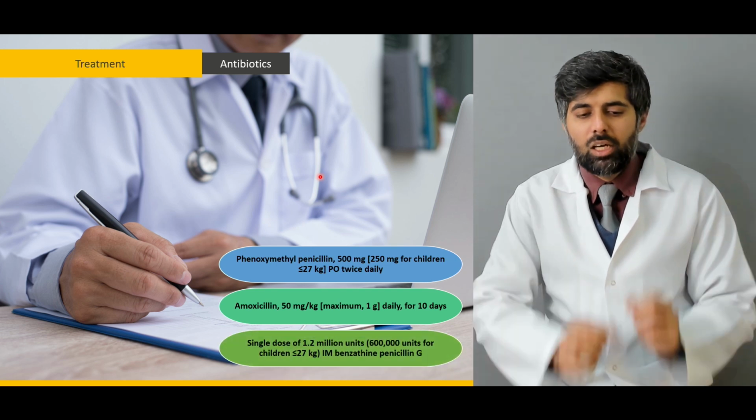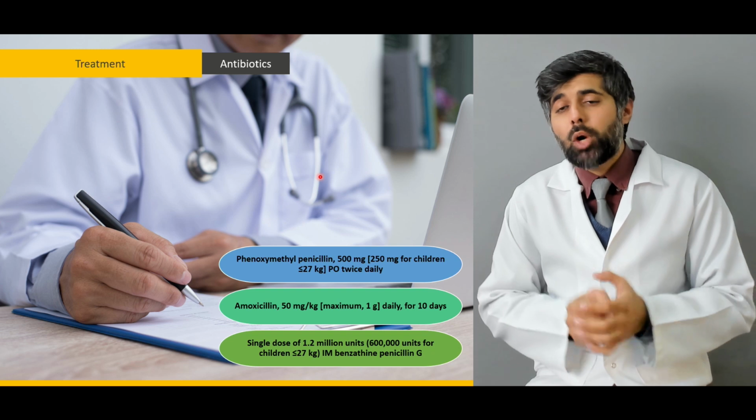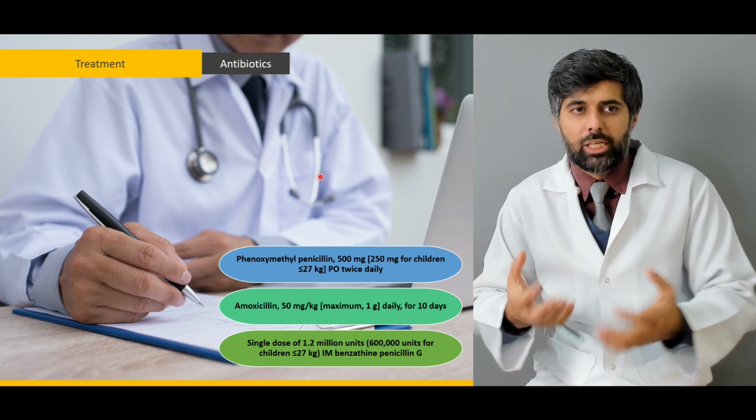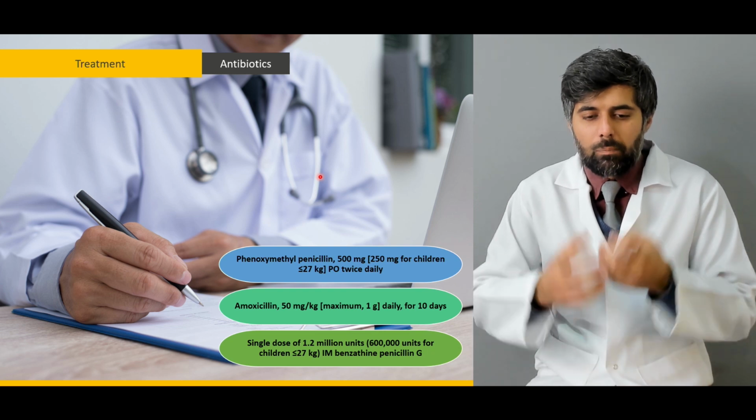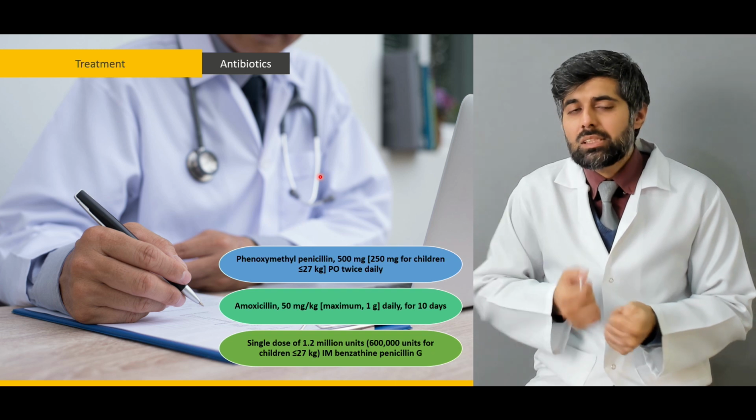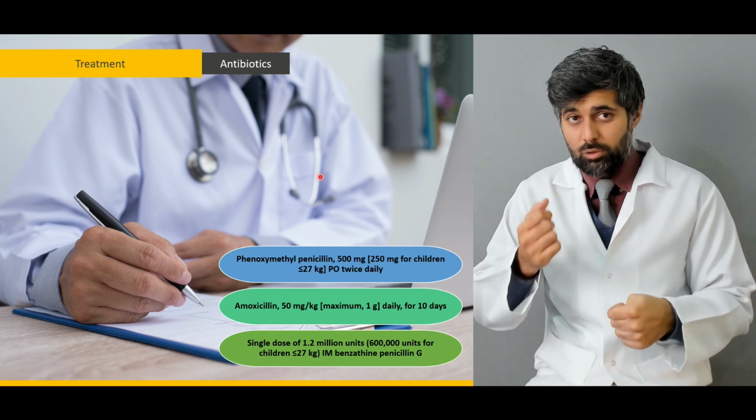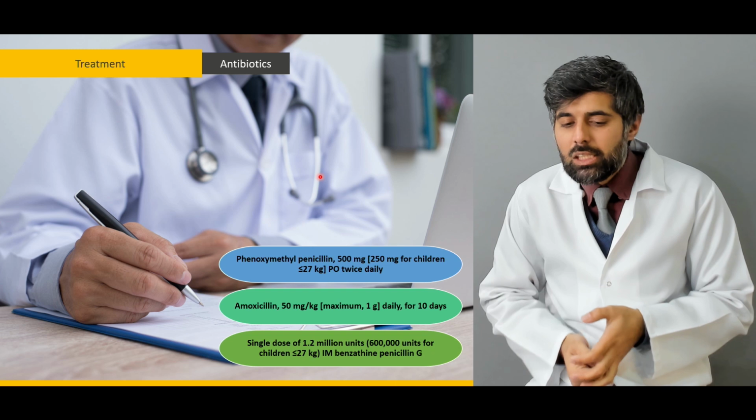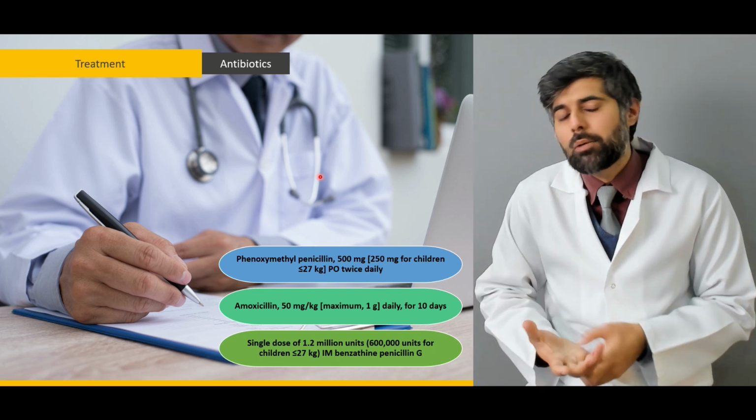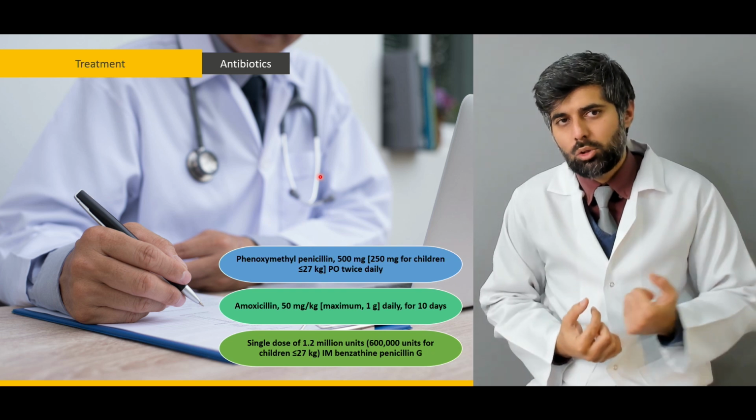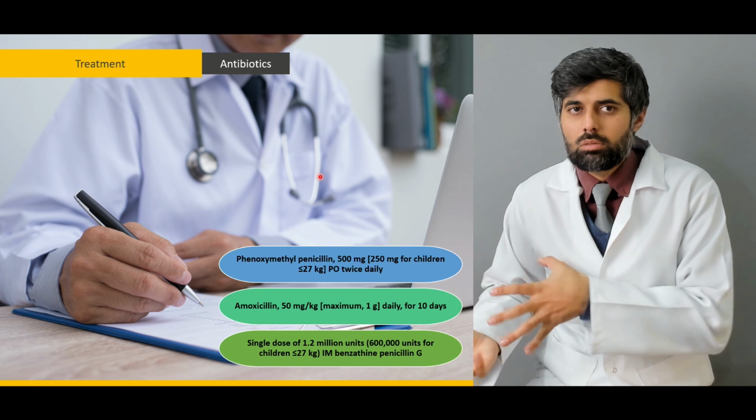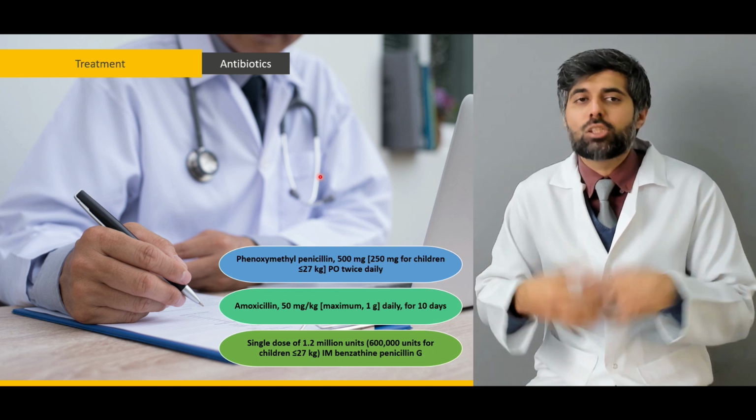Next, we have single dose of 1.2 million units, or 600,000 units in case of children, of benzathine penicillin G. Now, benzathine penicillin G is of special interest because it is given not via the IV route but through the IM route, that is the intramuscular route. That is why it is given not as milligram but as units.